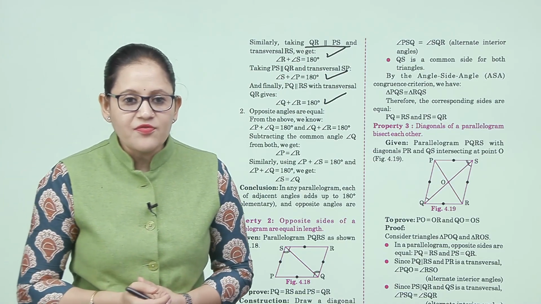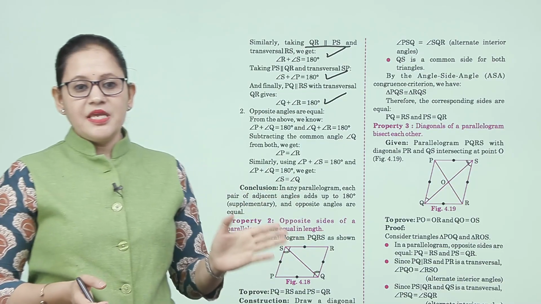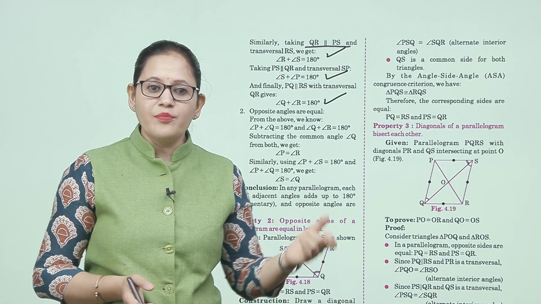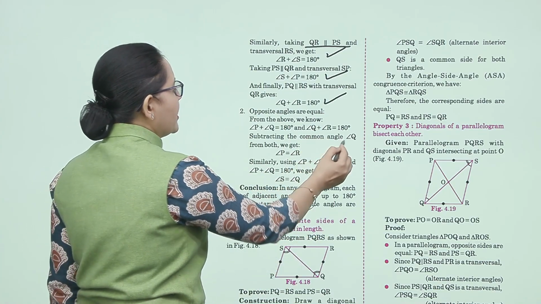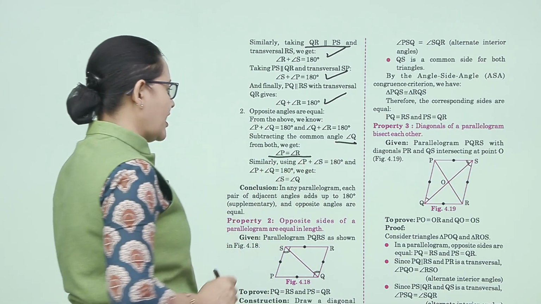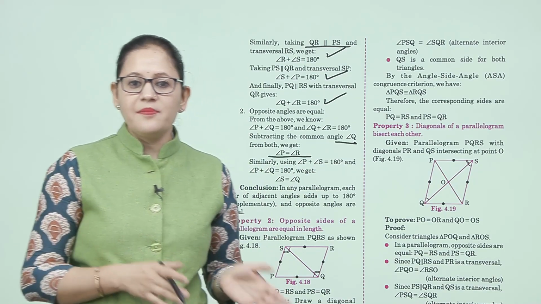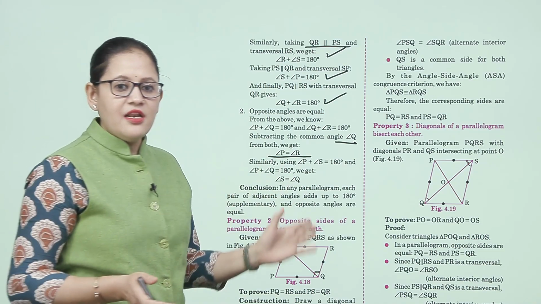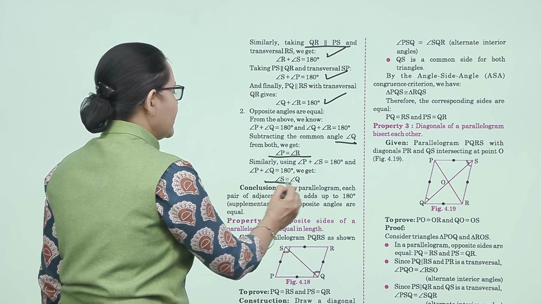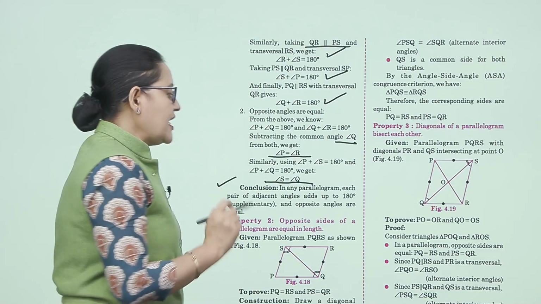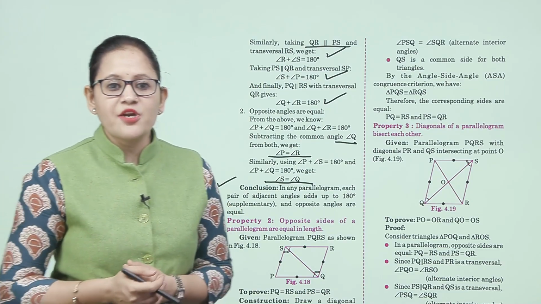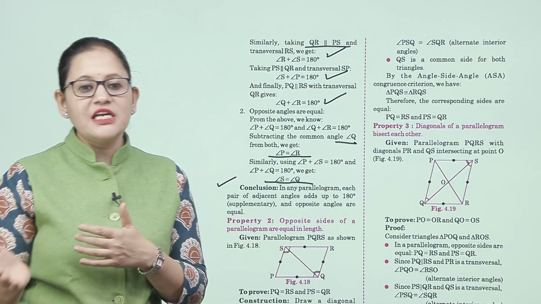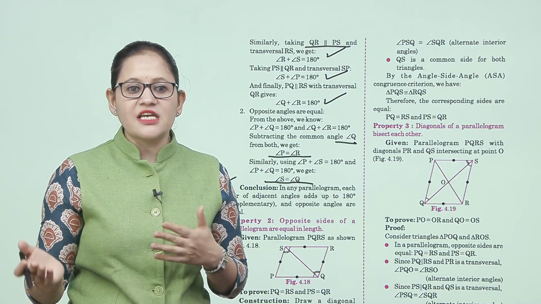So opposite angles are equal. From the above we know that angle P plus angle Q is 180 degrees and angle Q plus angle R is 180 degrees. Subtracting the common angle Q from both, we get angle P equals angle R. Similarly, using angle P plus angle S is 180 degrees and angle P plus angle Q is 180 degrees, subtracting angle P, we get angle S equals angle Q. So the conclusion: in a parallelogram, each pair of adjacent angles adds up to 180 degrees, meaning they are supplementary, and opposite angles are equal.